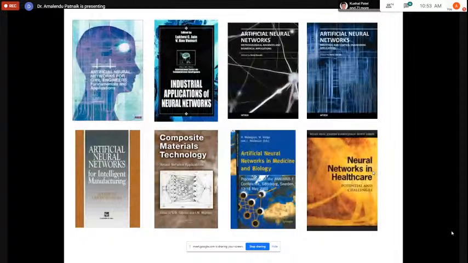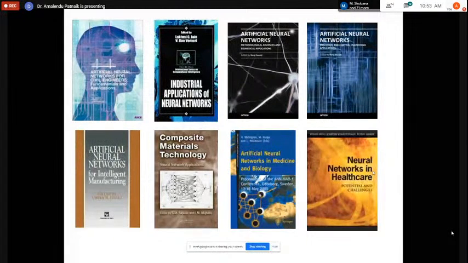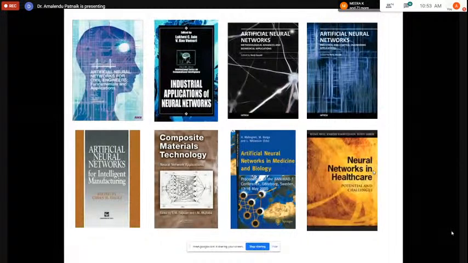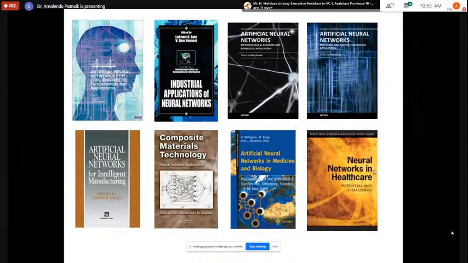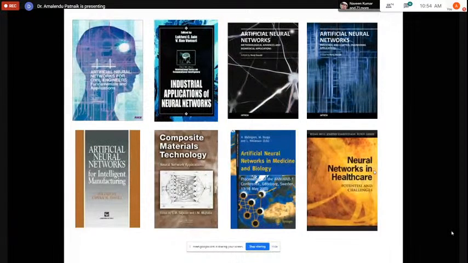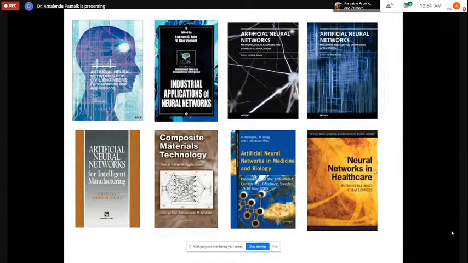Again, these are the book covers where this particular technique has been applied. From these titles, you can find out not only in antenna engineering, the ANN technique has been applied to industrial applications like healthcare, medicine, biology, material science, manufacturing. Almost all engineering branches, you will find the application of this artificial neural network technique. Okay.